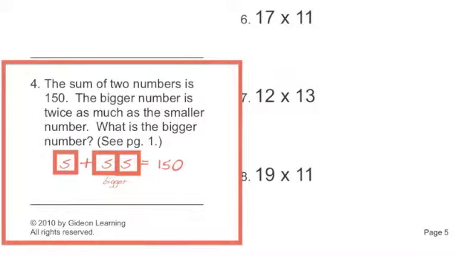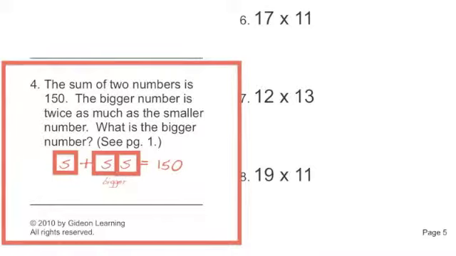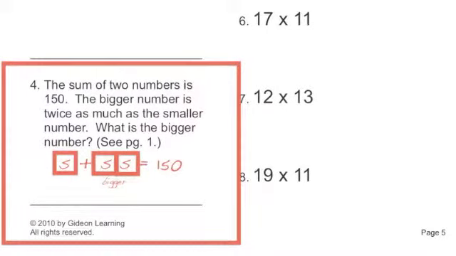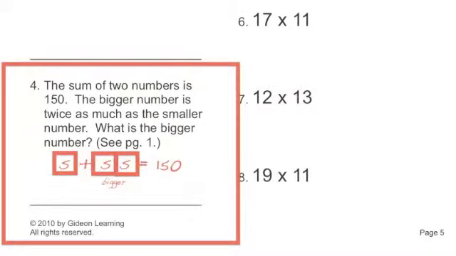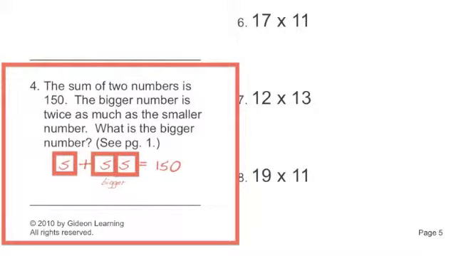Now we're moving on to VMD 3, page 5. We'll start with number 4. That's the algebra problem. It's the same setup as the one on page 1, so you can refer back to that one. But the sum of two numbers is 150, so ask the child, what does sum mean? What are we supposed to do? They should come up with addition.